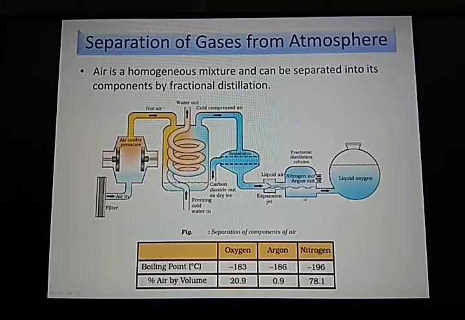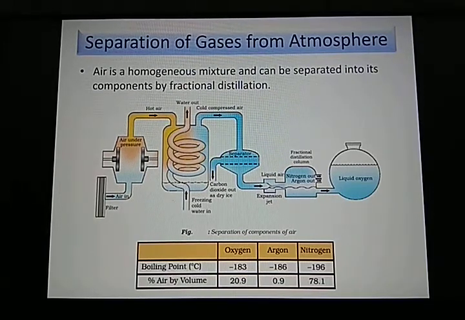Clear? So as we know, in the fractional distillation process, not only evaporation, the condensation process also occurs. So as all the gases condense down, we can clearly collect nitrogen separately, we can collect argon separately, all in liquid form, and then we can separate out the liquid oxygen which is remaining here. So in that way, we can extract the liquid oxygen from the atmosphere.